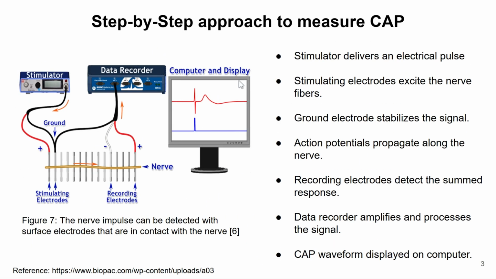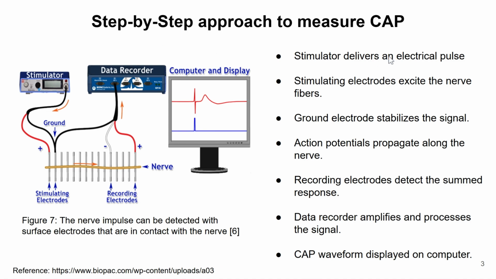Here you can see a rough diagram of the step-by-step approach to measure CAP. You can see various components like we have a stimulator here, a data recorder, and a computer display, where ultimately the nerve, which is displayed here at the bottom, is being stimulated by the stimulator. So what is being done here?